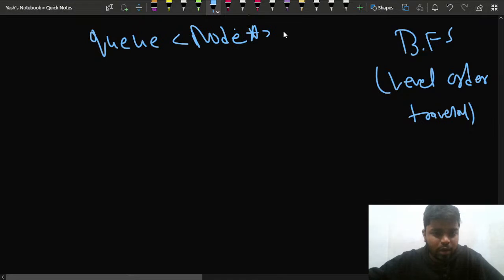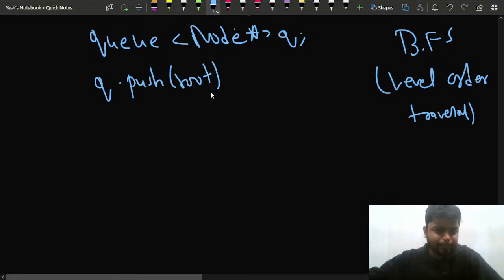So you have a node star queue, right? In the queue, first of all you will push the root. So queue dot push, first of all you push the root. Once you have pushed the root, what happens next?